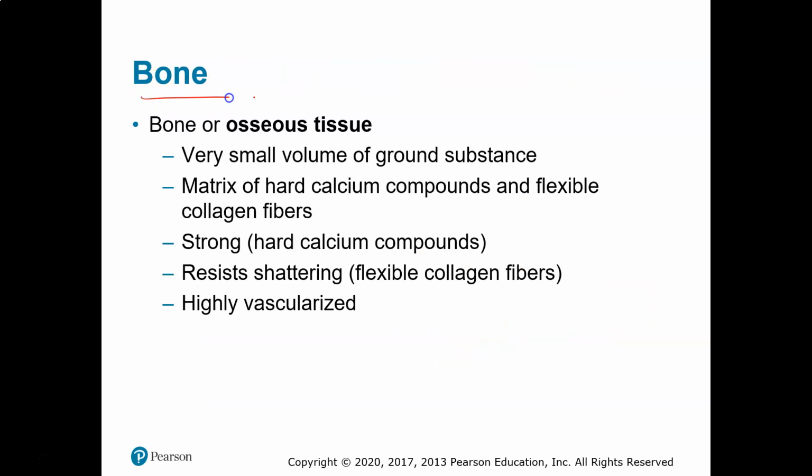Bone is the second type of structural connective tissue, and bone tissue is also called osseous tissue. It contains a very small volume of ground substance. The matrix is composed of calcium compounds and collagen fibers. The calcium compounds make it strong, and the collagen fibers make it flexible. Bone, unlike cartilage, is highly vascularized. Highly vascularized. If you ever have a break in a bone, it's going to bleed.